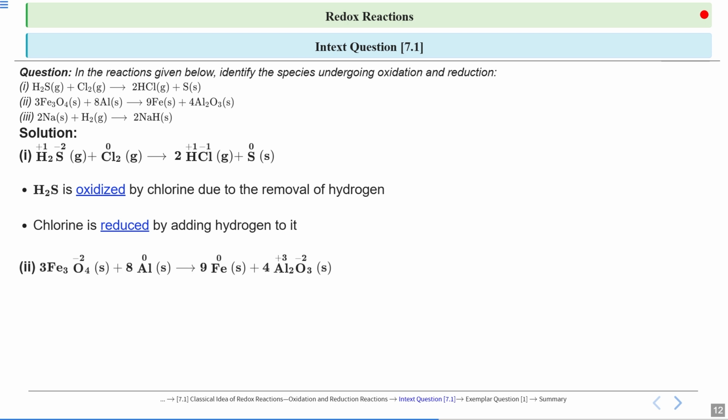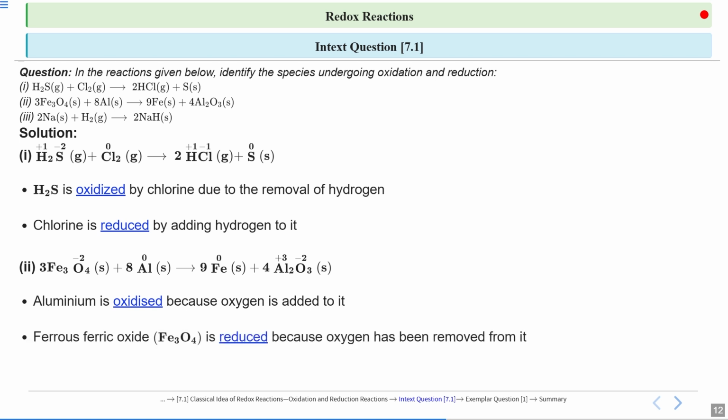So if you look at the second reaction, that is 3Fe3O4, in which oxygen is present in the -2 oxidation state, reacting with 8 aluminium, in which aluminium has an oxidation state of 0, forming the products 9Fe and 4Al2O3. So what you will find here is that the aluminium is oxidized because oxygen is added to it, while Fe3O4, that means ferrous ferric oxide, is reduced because oxygen has been removed from it.